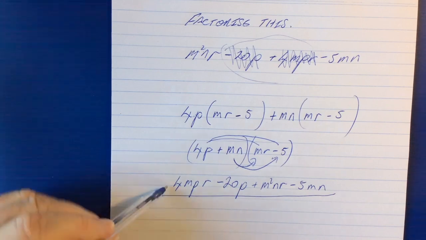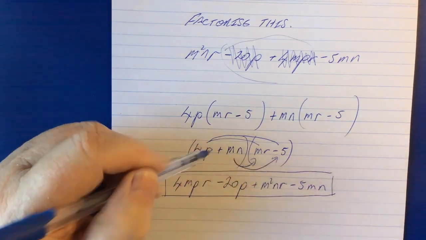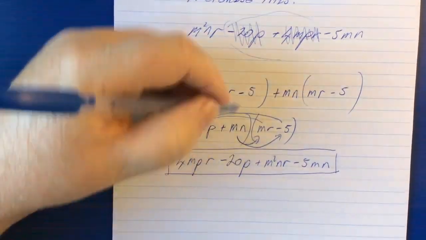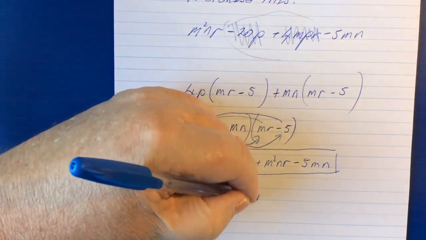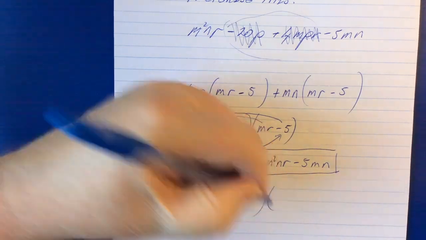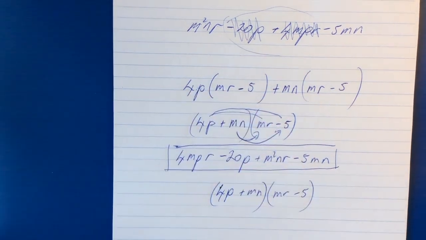And that is proof that this, which I will rewrite without the arrows, 4p plus mn into mr minus 5, is the factorized form of that. And it is done by using factorizing by grouping.